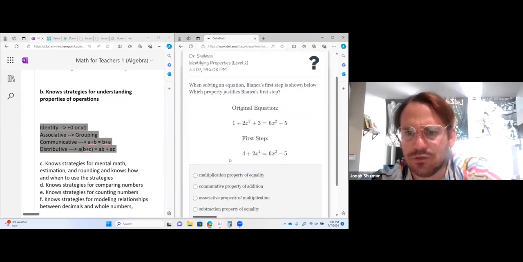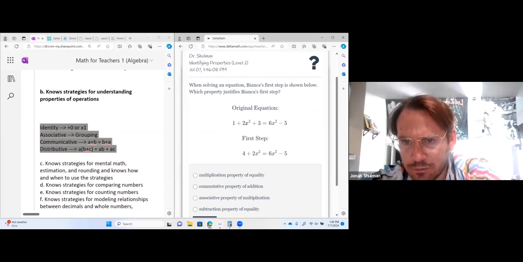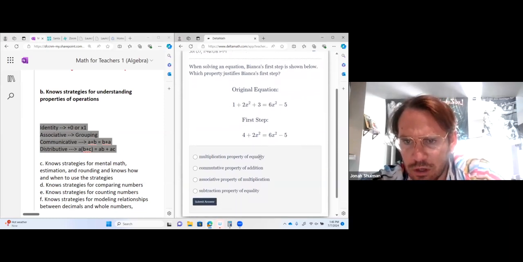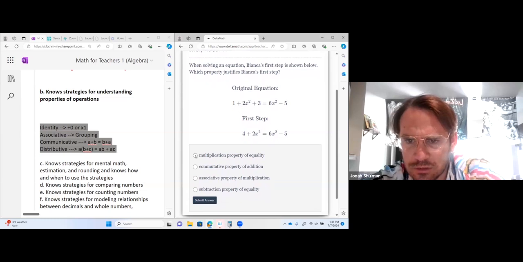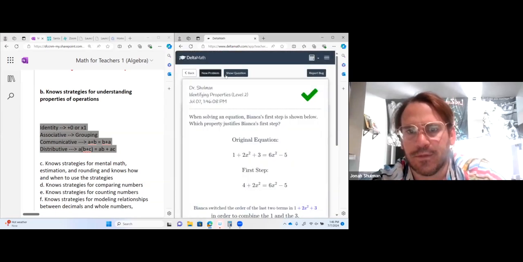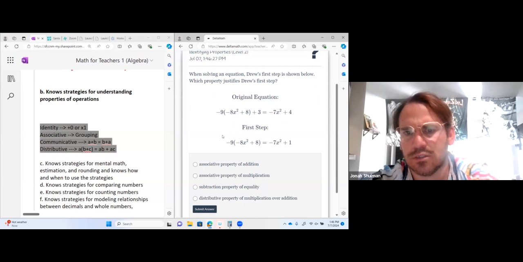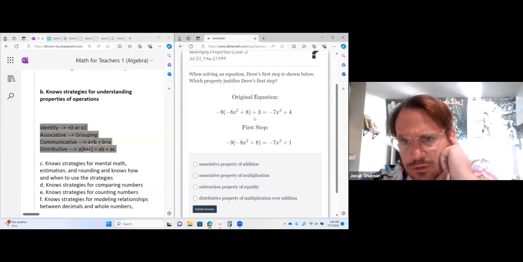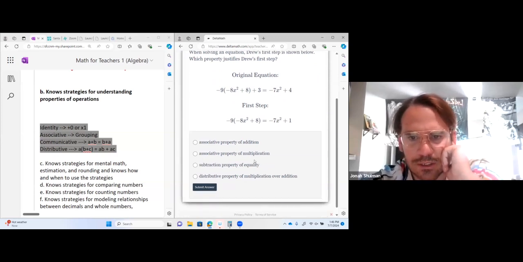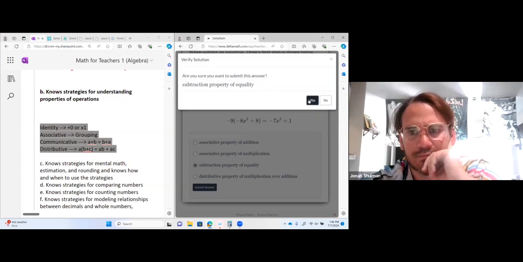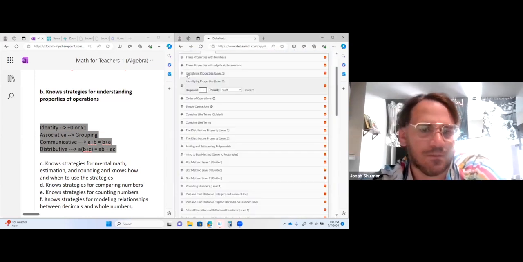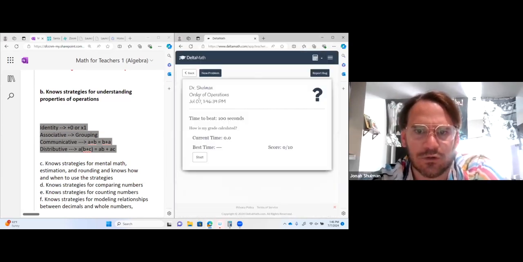Let's try level 2. Ooh, that one looks crazy. All right, 1 plus 2 plus 3 is this. Okay, so this is addition. So commutative property of addition. I believe this is what we did. Nice. So let's try another crazy one. Plus 3. Oh, we subtracted. Nice. So let's do an order of operations.